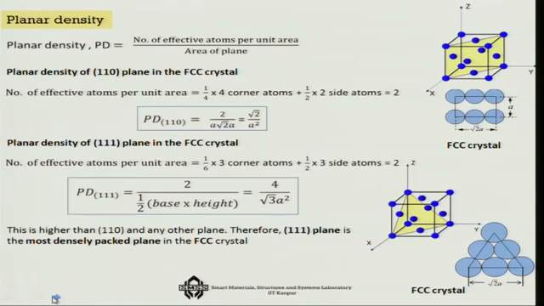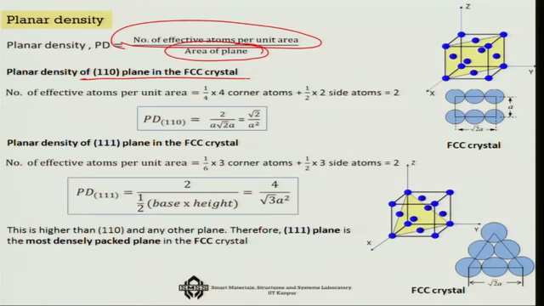These are planar density, that is the number of effective atoms per unit area, divided by the area of the plane. Suppose we are considering the planar density of the 110 plane in the FCC crystal. If you look at the FCC crystal structure, you see that you have 1/4 into 4 corner atoms, all corner atoms, plus half into 2 side atoms. So, there are 2 side atoms that are also contributing, half into 2.